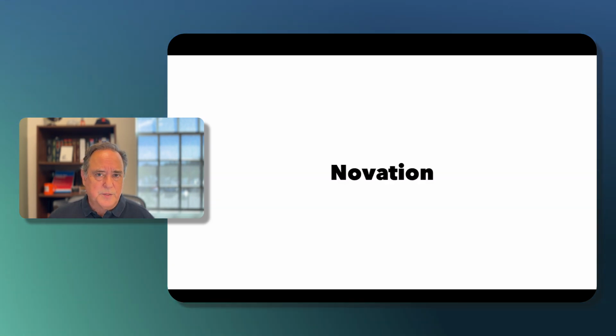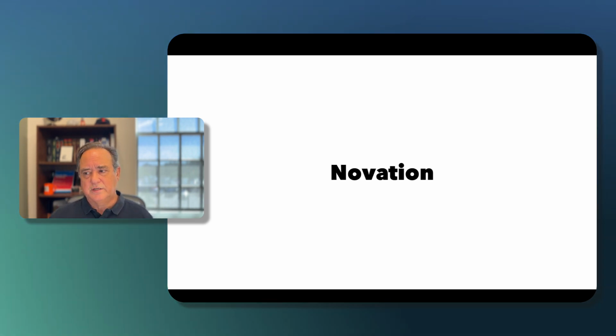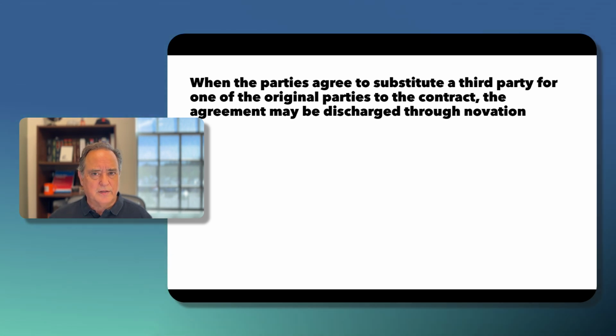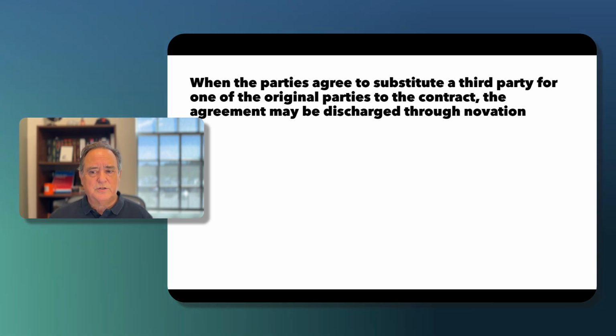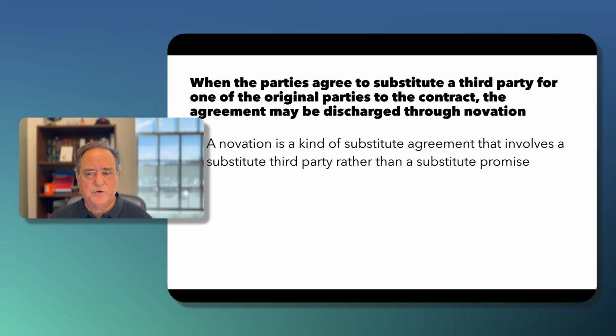The final way in which the parties can agree to discharge their obligations is called a novation. In a novation, the parties agree to substitute a third party for one of the original parties to the contract. And when doing so, the agreement may be discharged through this novation. So it's kind of a substitute agreement that involves a substitute third party rather than a substitute promise. So in this case, I actually had a case where we had to execute a novation.